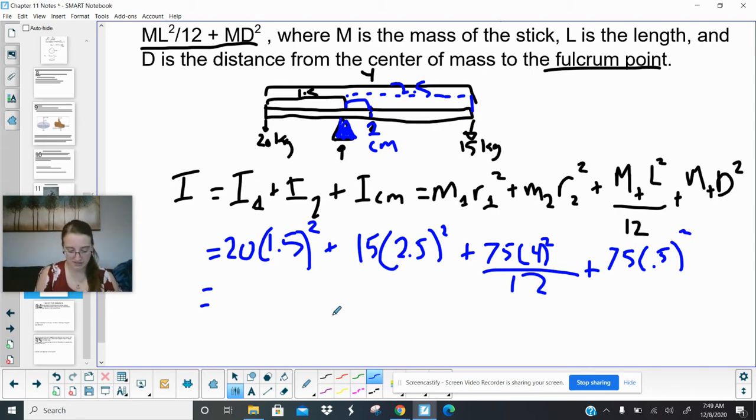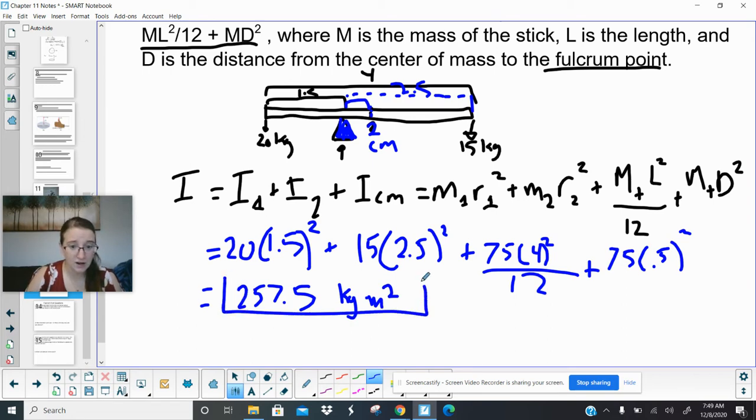Okay, so it's just a matter of plugging everything in now. So 20 times 1.5 squared plus 15 times 2.5 squared plus 75 times 4 squared divided by 12 plus 75 times 0.5 squared. Oops. Okay, if I plugged everything in right, hopefully I did, we got a rotational inertia of 257.5. Once again, this is kilograms meters squared. Okay, and that is our answer.